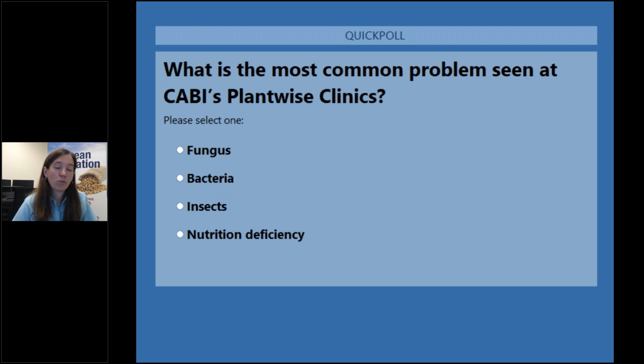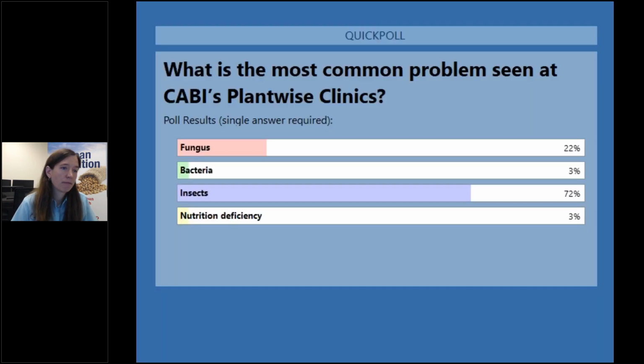All right, and we'll be closing the poll in 3, 2, 1. Okay, and it looks like the majority of you selected insects as the most common problem. That is correct. Well done.